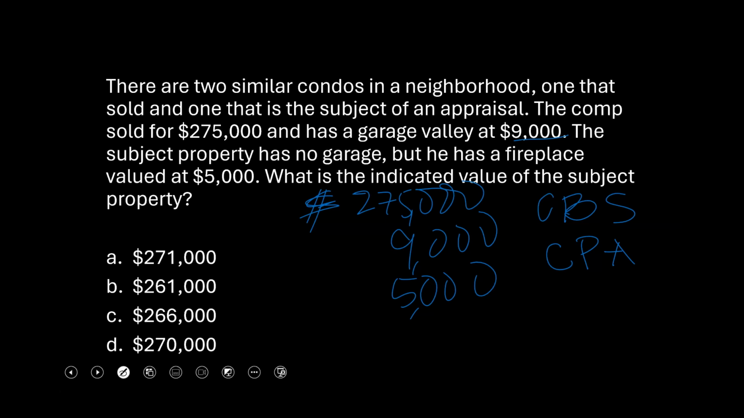So the comp has a garage. The comp is better. So we subtract $9,000. Think about it. The comp has a garage. We don't have a garage. The garage is worth $9,000. So our price is going to be $9,000 less than their price. Okay? Now we have a fireplace. They don't. So we need to add 5,000 because we have a fireplace. And that's the comp is poorer. So we add. So you're going to do the math for this: subtract 9,000, add 5,000. You should get A as an apple.